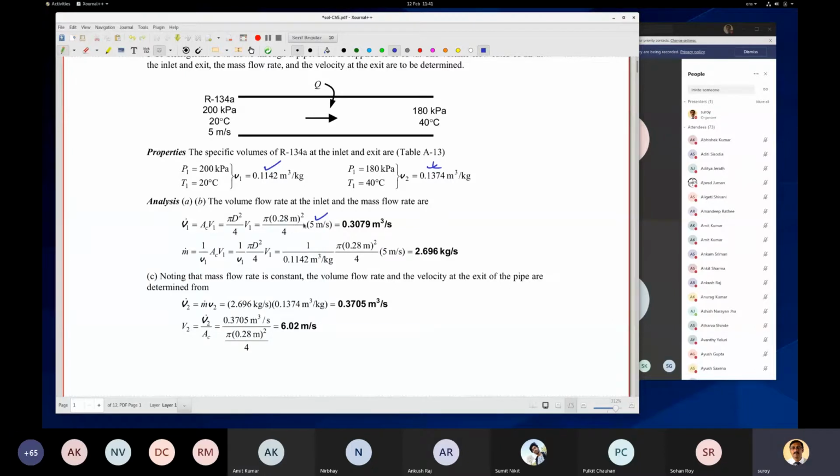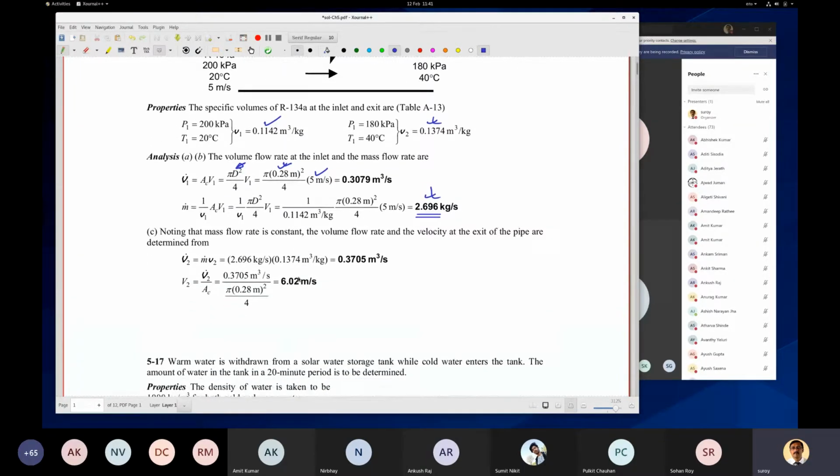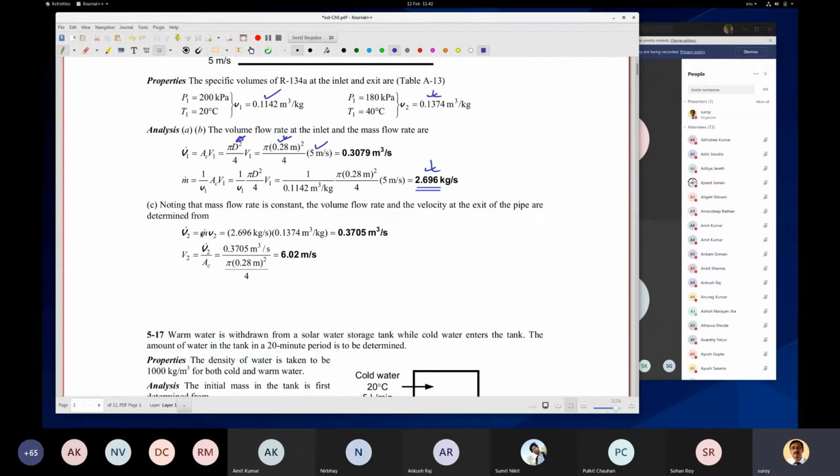So if the velocity is given as 5 meters per second, and the area of cross section is known, the diameter is known, then you can calculate the volume flow rate and also the corresponding mass flow rate, so many kg per second. Because the mass flow rate is constant, if you know the mass flow rate at the outlet, the volume flow rate can be found out. So this is a simple problem, where basically you have to know how to look up the properties.